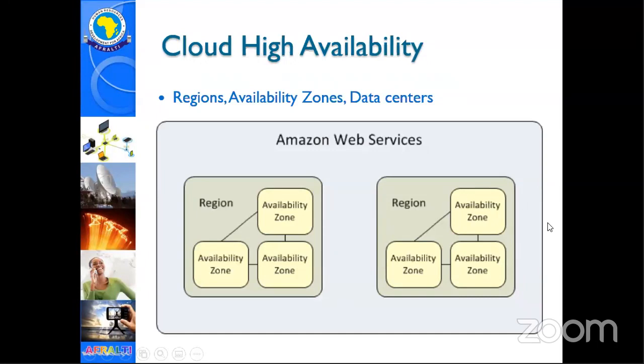Same design for Amazon. There is no difference. They call them availability zones. So you might have a region maybe in Mombasa, another region in Nairobi with several data centers.